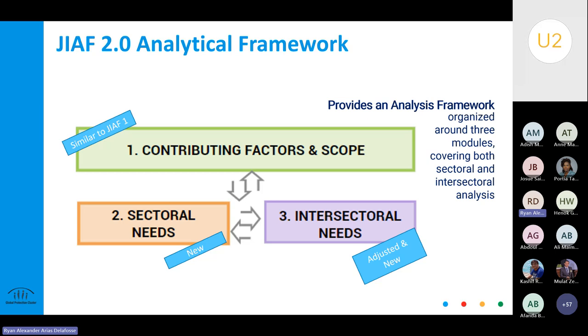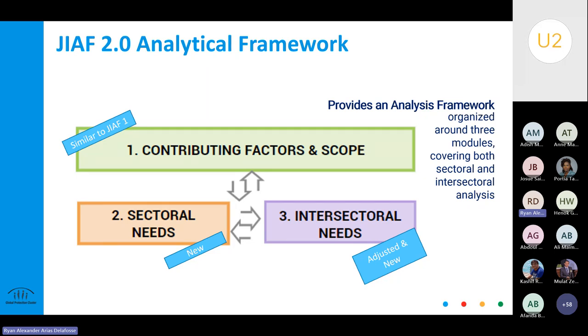The second is sectoral needs. This is new. It integrates sectoral needs in the process. This means that JIAF 2.0 is both a sectoral and an intersectoral framework. I'm pretty sure the JIAF acronym has changed. It's no longer Joint Intersectoral Analysis Framework. It's Joint and Intersectoral Analysis Framework. This is based on feedback from the field that the sectoral process and the intersectoral process were two different processes that were just adding work for two parallel processes, and they wanted them to be more integrated. So in this way, our sectoral needs are a part of JIAF now.